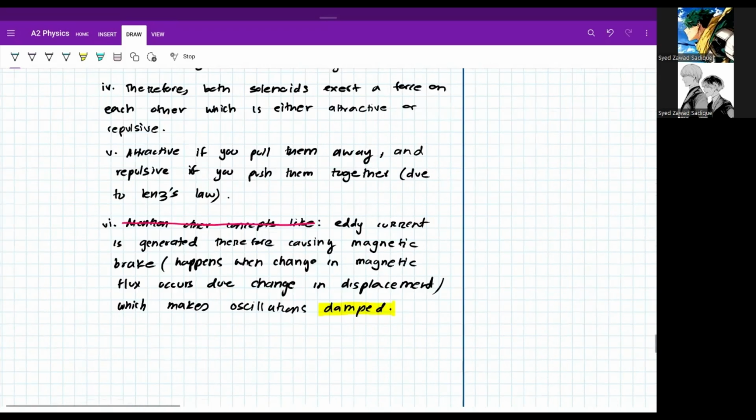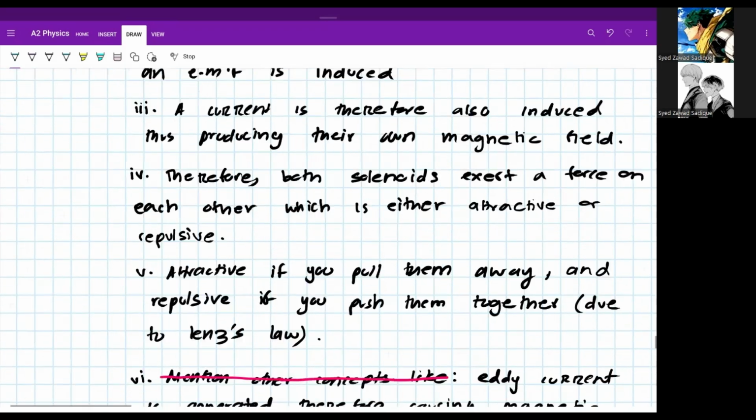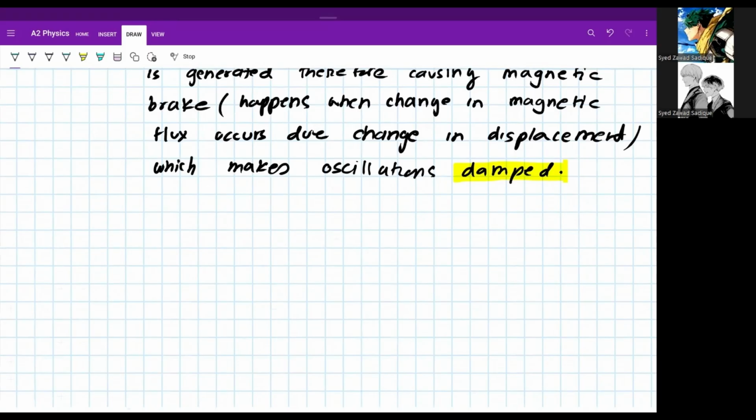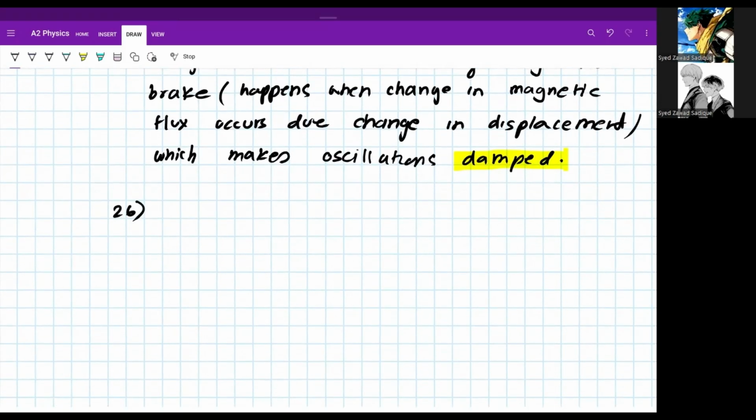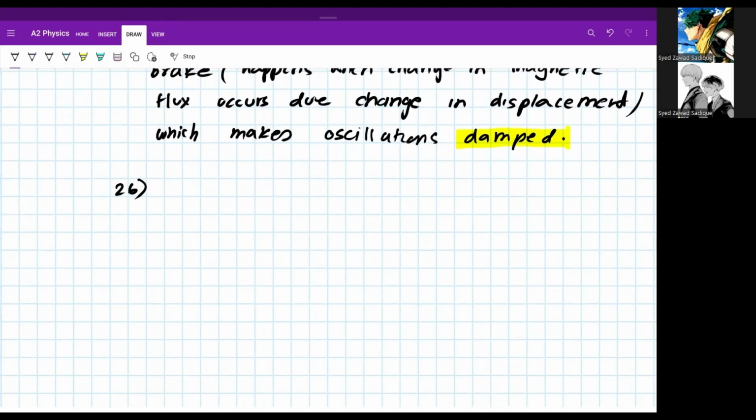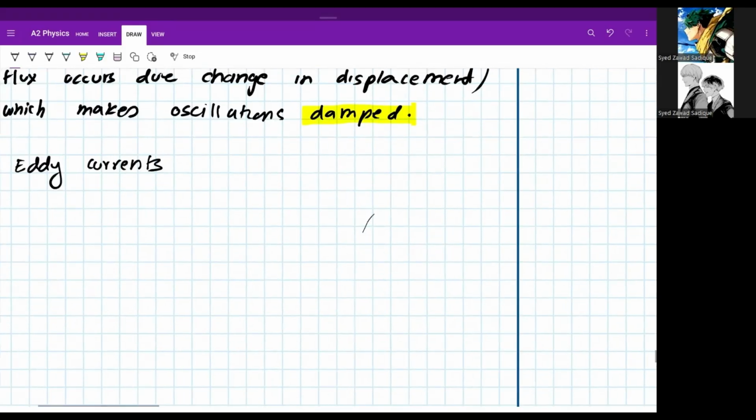Okay. So this was number 25. What else is left? Yeah. So since I spoke about eddy currents, luckily for you guys, the next concept is regarding eddy currents. The actual question is very long, but the main idea of the question is eddy currents, when they happen, and other concepts.